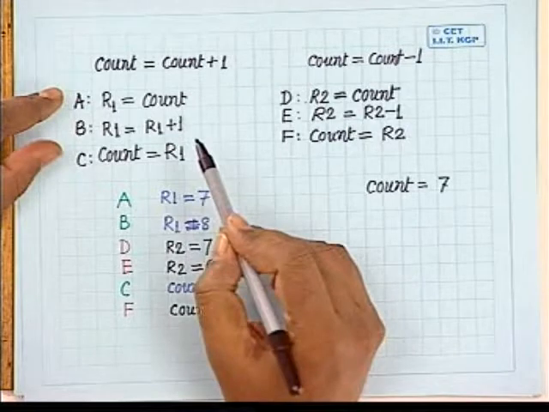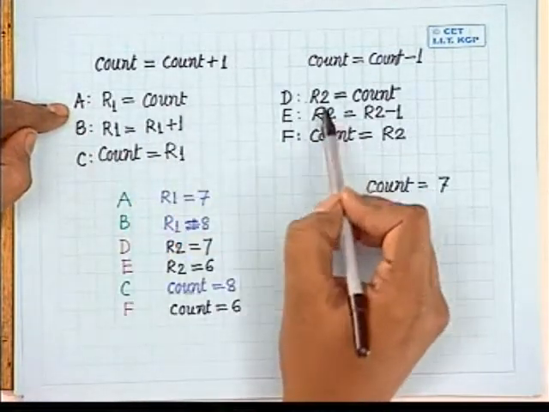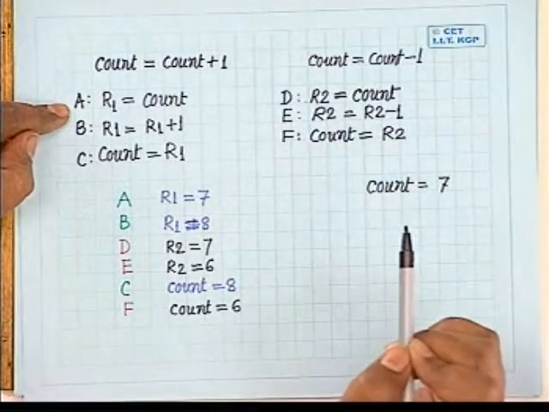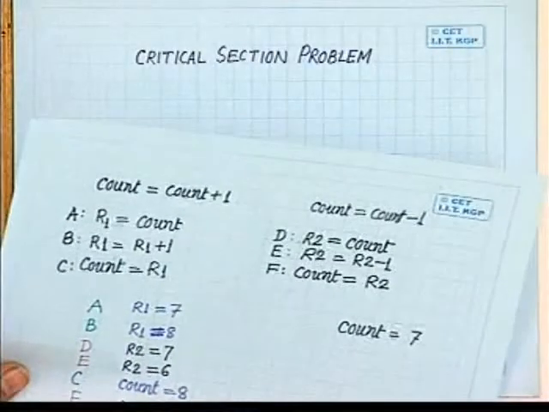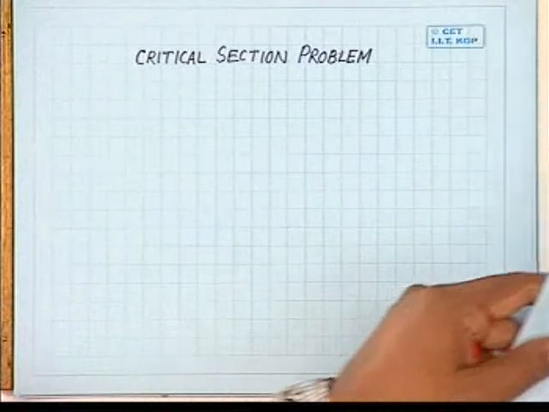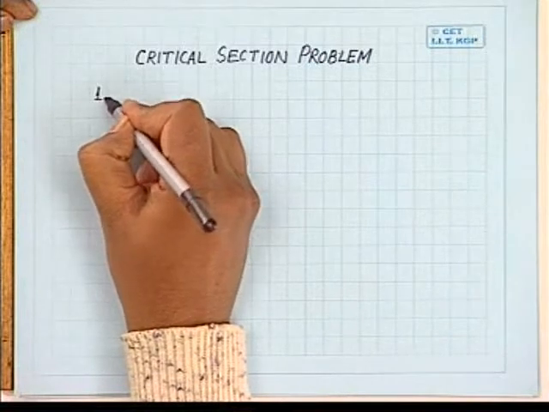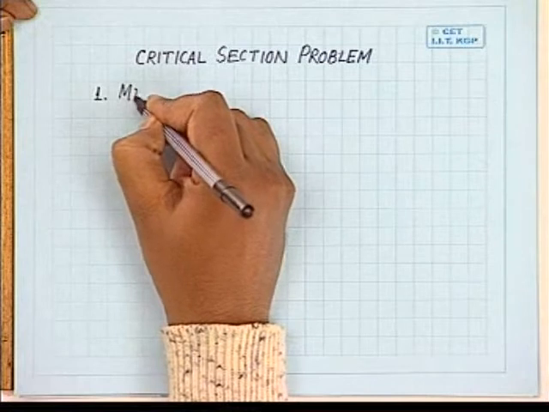So when the producer process has started execution of any of them, the consumer process cannot be allowed to execute these instructions. That is what is meant by mutual exclusion. To solve this critical section problem, we must ensure that the critical section is mutually exclusive. So the first requirement of a solution to the critical section problem is mutual exclusion.